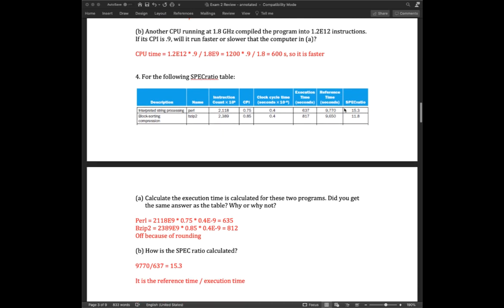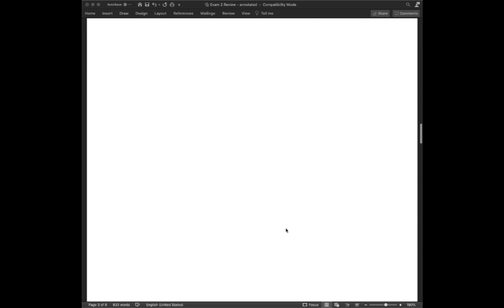The important part of the SPEC table is that we have all of these execution times for all of these different programs for a given computer, and we want to compare that to some baseline, some reference computer, which is going to be an older CPU. And the way we do that is we take the reference time and divide it by the execution time to get this SPEC ratio. So this SPEC ratio is saying that the new computer runs this particular program 15 times faster, this one 11 times faster. All right, that's it for performance.